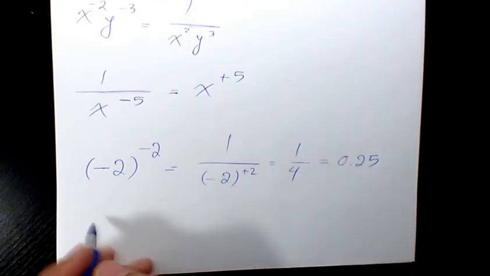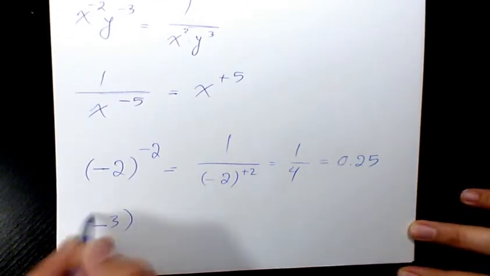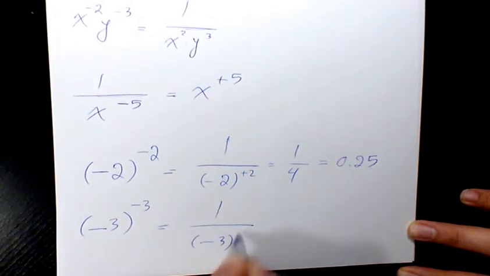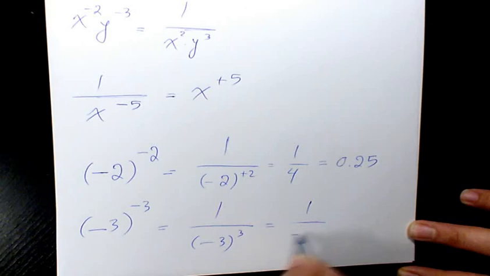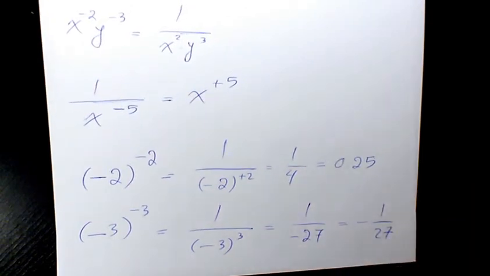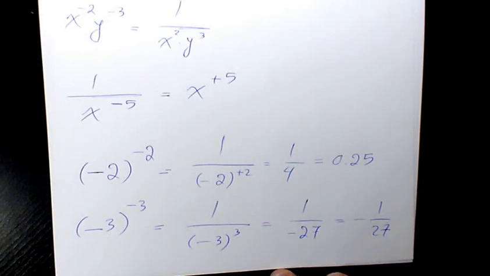Next one, you have negative 3 to the power of negative 3. That's going to be 1 over negative 3 to the power of positive 3, which is going to be 1 over negative 27, or negative 1 over 27. So that's how we deal with negative exponents.